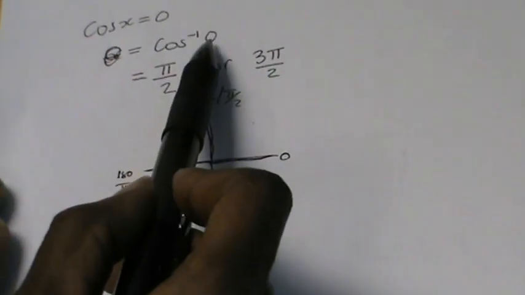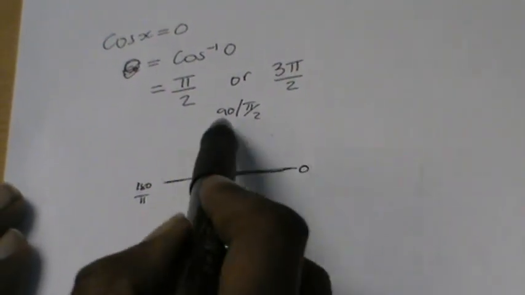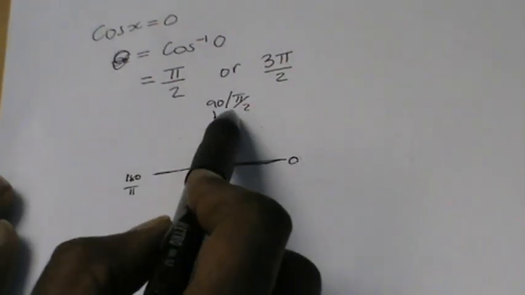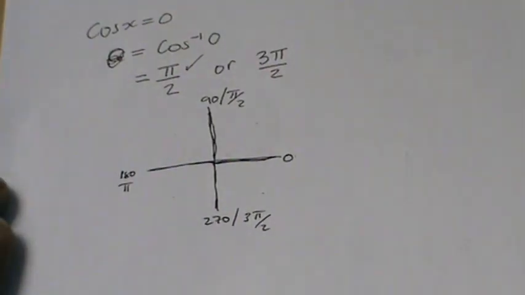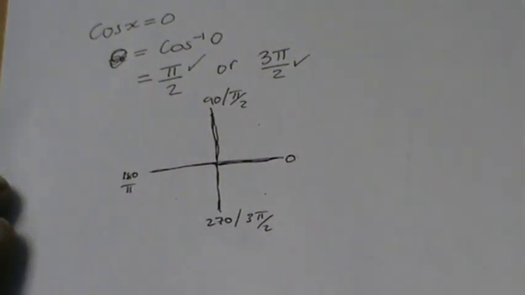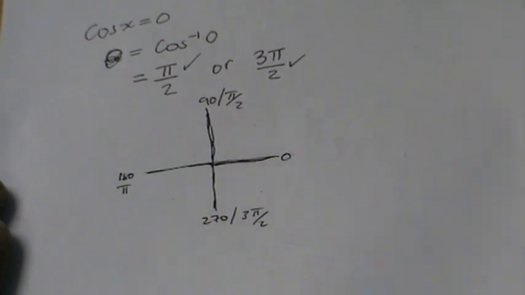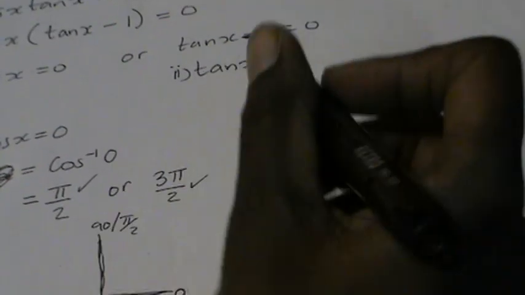Now here, because I have 0 and 0 is not positive or negative, my angle should be one of these. And I know that cos of pi over 2 is 0, so that's my first solution. And I know that cos of 3 pi over 2 is equal to 0. That is my second solution. I hope you're still following. That was the first part of the equation. Then I still have to solve this one.